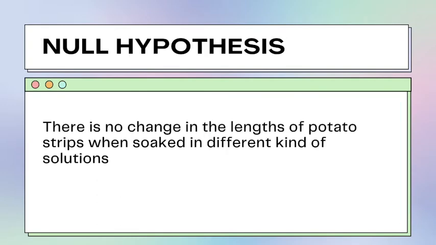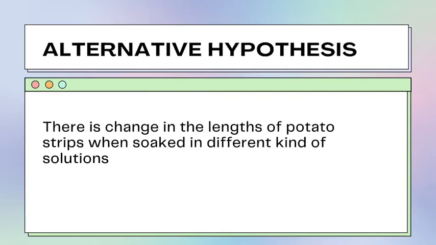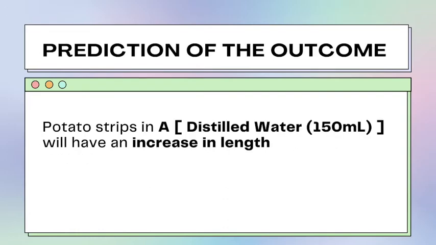For our null hypothesis, there is no change in the lengths of potato strips when soaked in different kinds of solutions. For our alternative hypothesis, there is a change in the lengths of potato strips when soaked in different kinds of solutions. Here are the predictions of the outcome.